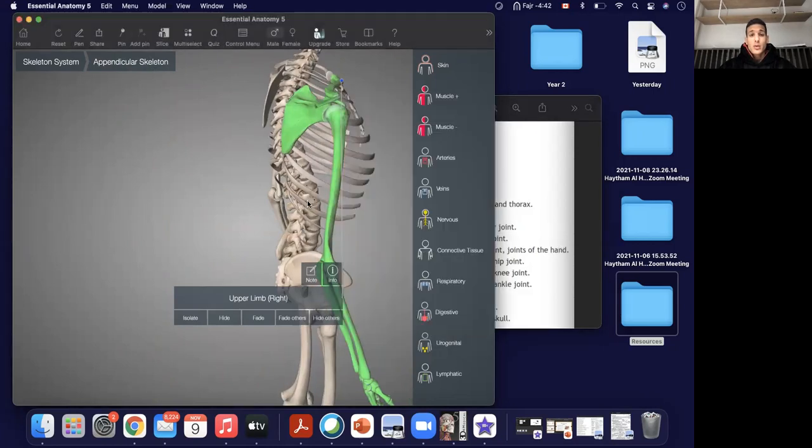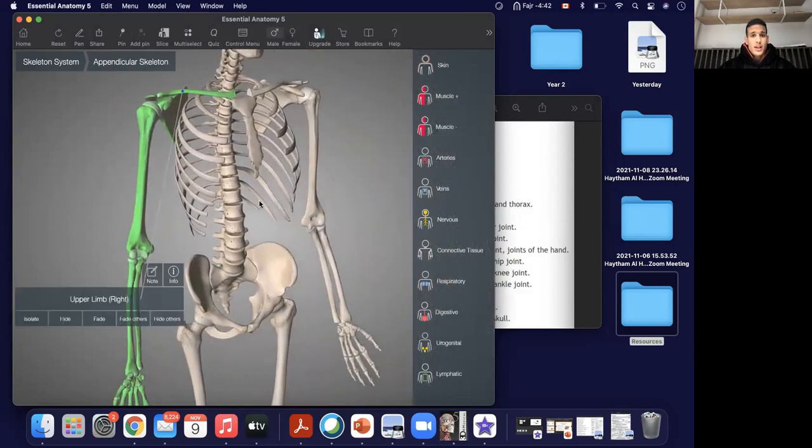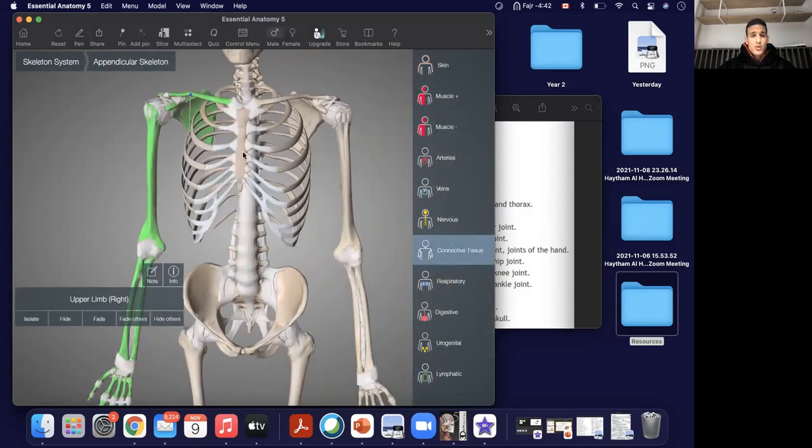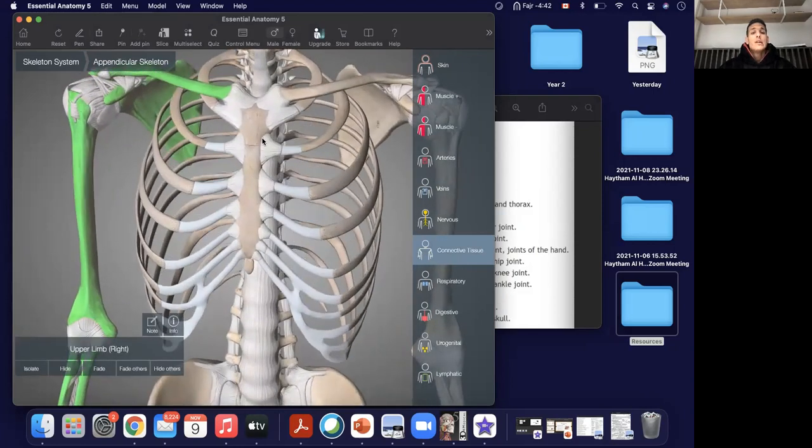The thorax joints, and just mention them really quickly right here. Have to get the connective tissue on there. So we have to be talking about... okay, let me just get them here.